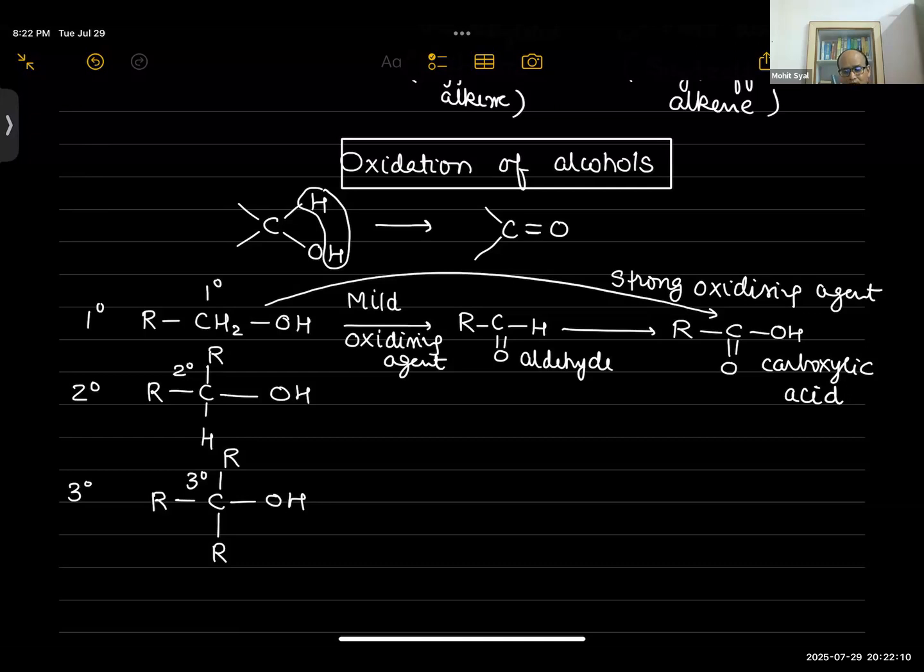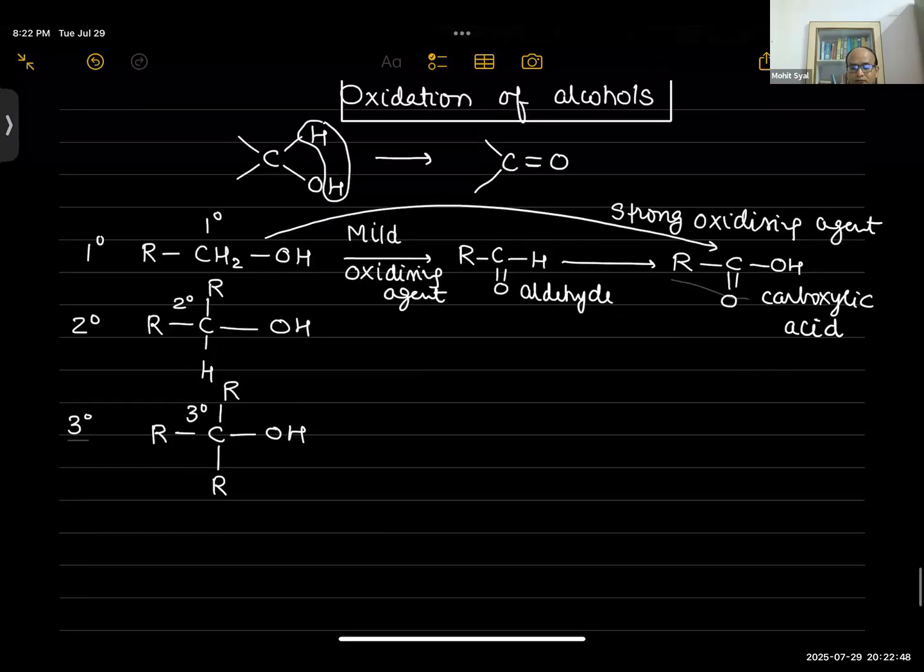Aldehyde and carboxylic acid. Exactly. Aldehyde is obtained when you use a mild oxidizing agent, a weak oxidizing agent which is not very strong. Right. And carboxylic acid has more oxygen. Jasleen, Marwa, right? Because it has more oxygen, if you take a strong oxidizing agent, you will end up with carboxylic acid. Got it?